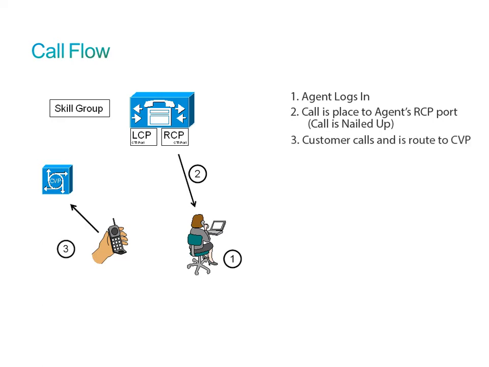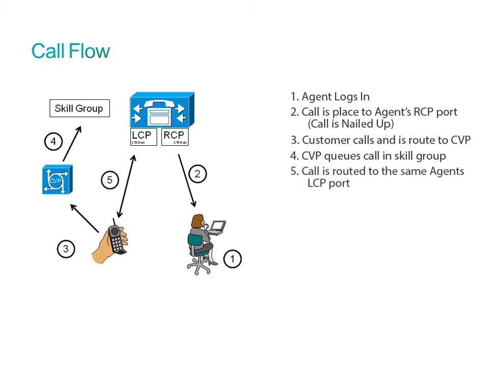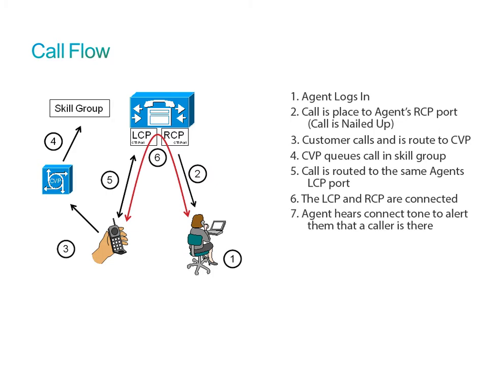When an outside call reaches the Packaged CCE system, the call is routed to the CVP server and then queued to a skill group. The call is then routed to the LCP, which is partnered with the RCP assigned to the mobile agent. This action causes the outside caller to be connected to the mobile agent. The mobile agent will hear an alert tone before the call is connected so that they know the call is coming in.